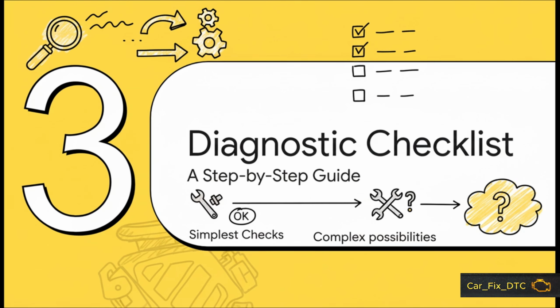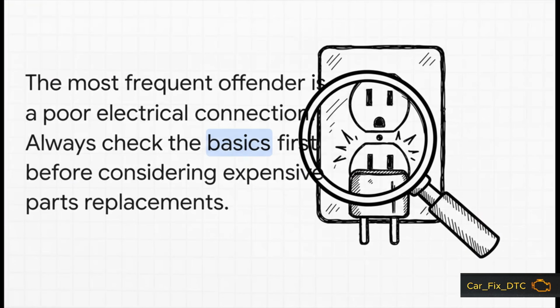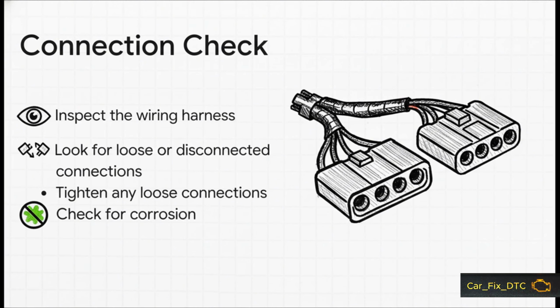Now the key here is to start with the easiest, most common checks first. No need to jump to the most complicated and expensive possibilities right away. Let's get started. First up on our diagnostic checklist is the most frequent offender of them all, just a poor electrical connection. Before you start worrying about expensive parts, you have to check the basics, and this is about as basic as it gets. So what are you actually looking for? You'll want to get in there and visually inspect the wiring harness that's connected to the reductant control module. See anything that's obviously loose, or maybe even completely disconnected?